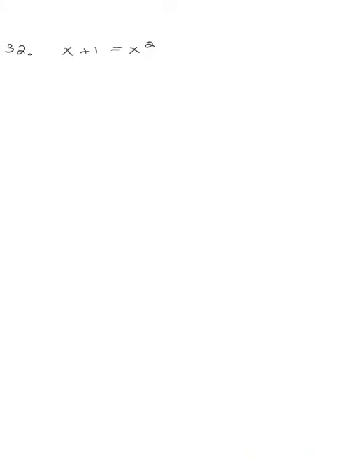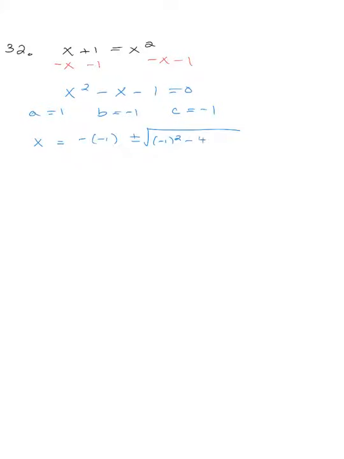Okay, for this one, I'm going to subtract x and 1 from both sides. And I'll just rearrange it to say this is x squared minus x minus 1 is equal to 0. A is 1, b is negative 1, c is negative 1. The solutions are x is equal to negative negative 1 plus or minus the square root of negative 1 squared minus 4 times 1 times negative 1, all divided by 2 times 1. This simplifies to 1 plus or minus the square root of 5 all over 2.